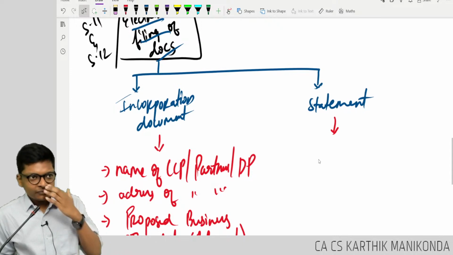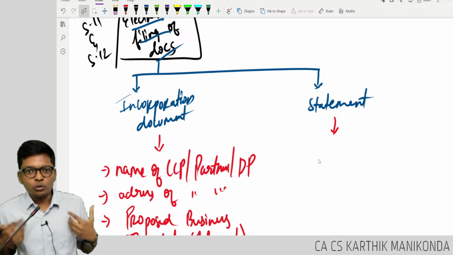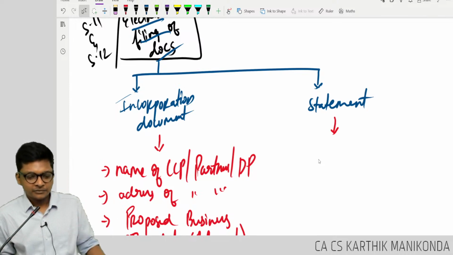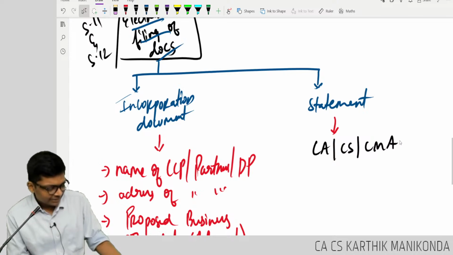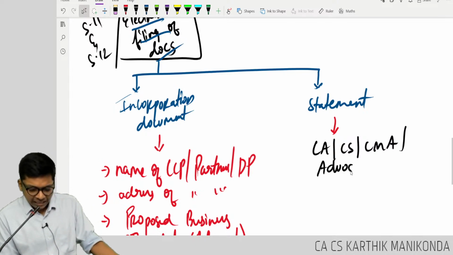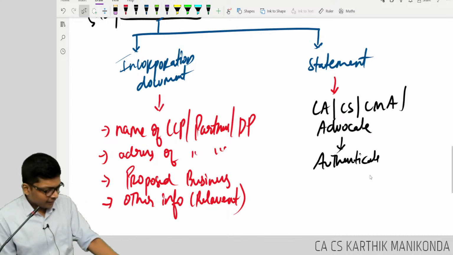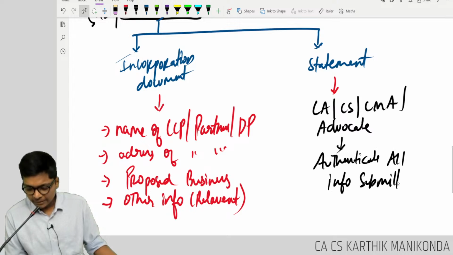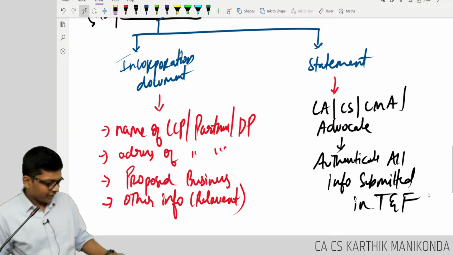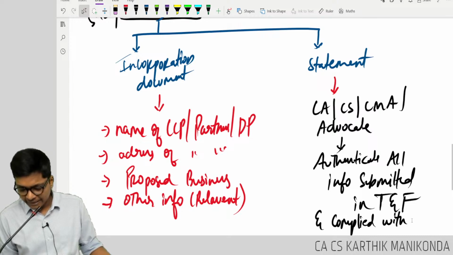So now all this, whether it's done correctly or not, how will MCA check? The website needs someone; the website doesn't want to do that much work. The MCA is saying, I will simply authorize. You give me some authentication. So a CA or CS or CMA or an advocate will just have to authenticate. They will have to authenticate, saying what, guys? All information submitted is true and fair and complied with the LLP Act.